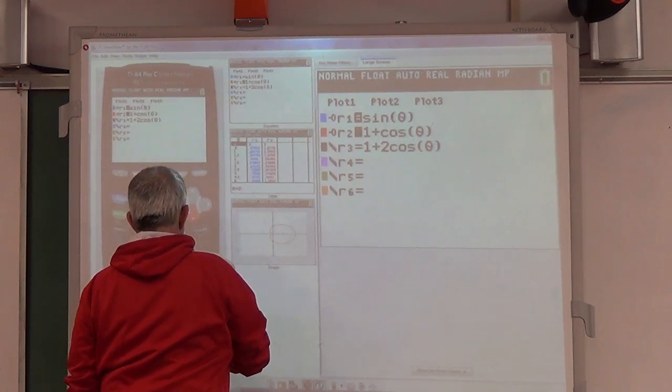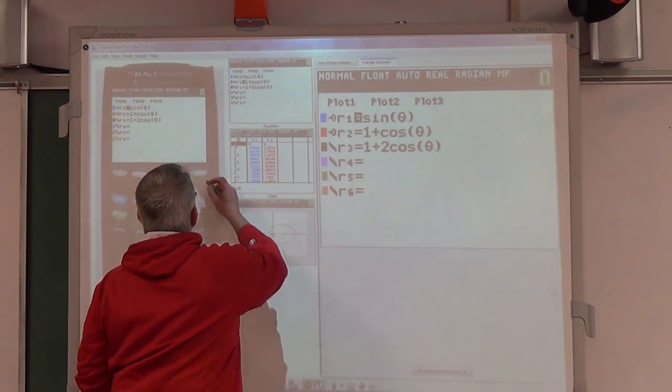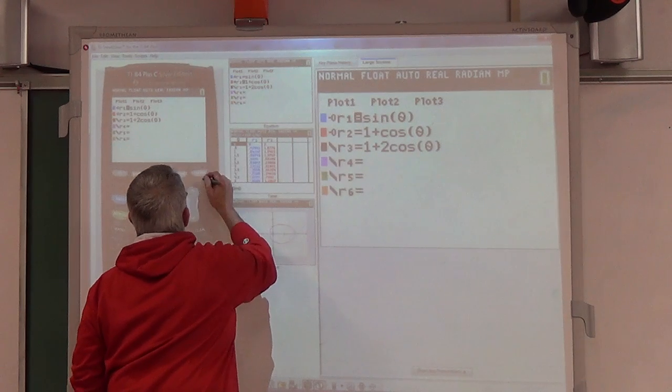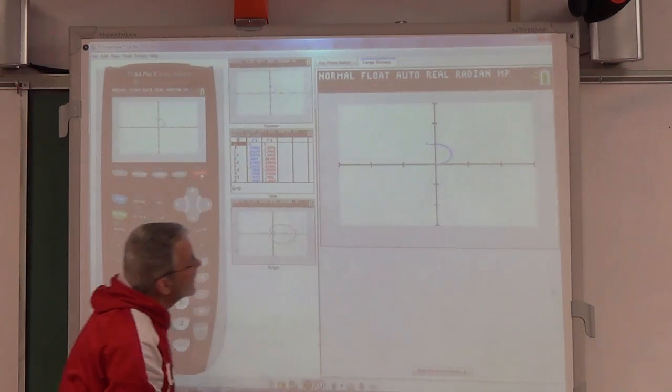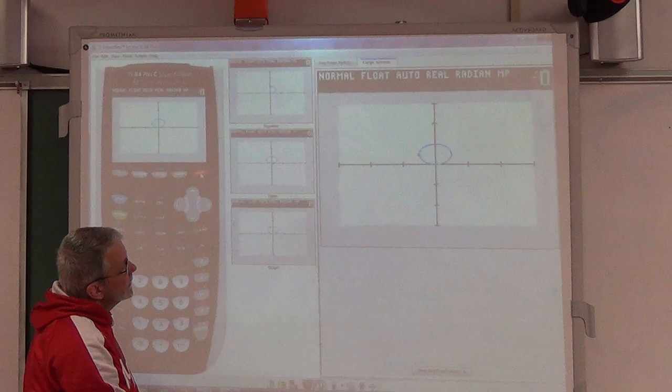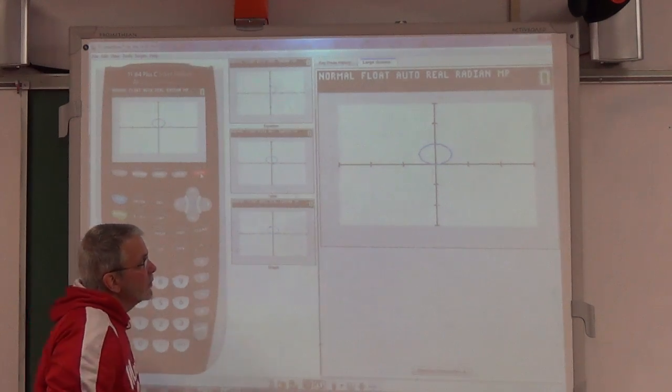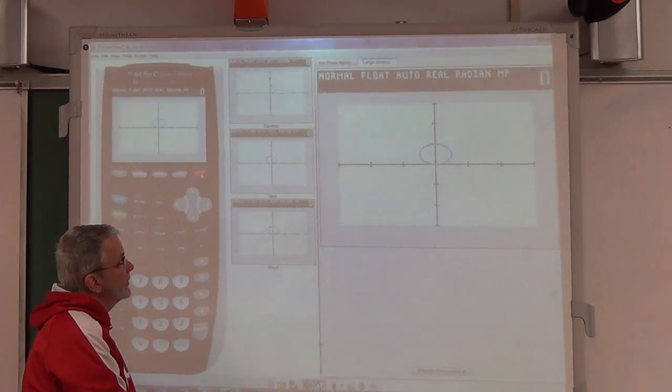These are some other graphs I'm going to look at a little bit later. And I'm just going to look at that graph right now. It's going to be graphed in blue. And that's the graph. Oh, and I have the bouncy ball turned on. And it looked like it went around twice. That's interesting.